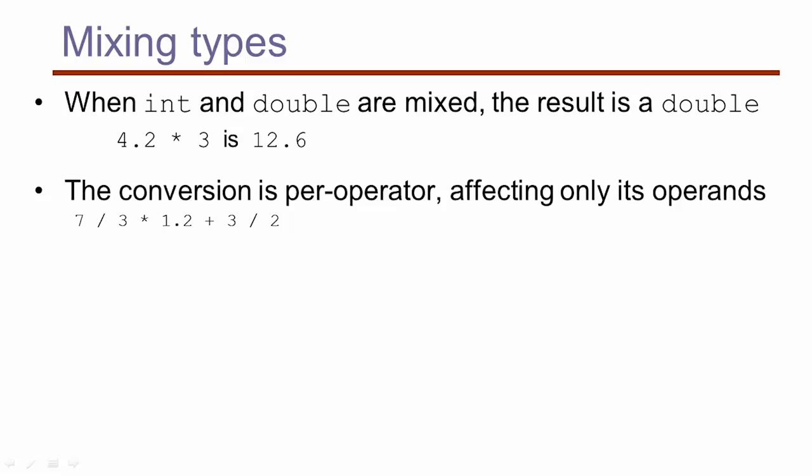So given the displayed expression, the first operation to be performed is the leftmost division operation. Since both of its operands are integer values, we get integer division, and the integer value 2 is produced. The next operation to be performed is the multiplication. Since its operands are mixed, the value 2 will be converted to 2.0, and the multiplication produces the value 2.4. The next operation is the rightmost division operation. Again, since both of its operands are integers, we get integer division, and the result is the integer value 1. Finally, the addition is performed to produce the value 3.4.